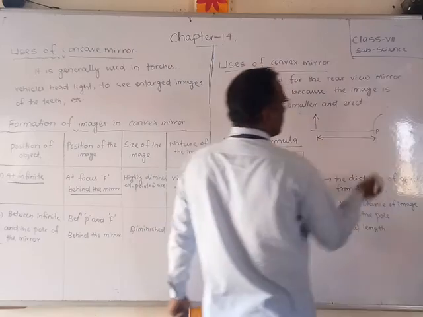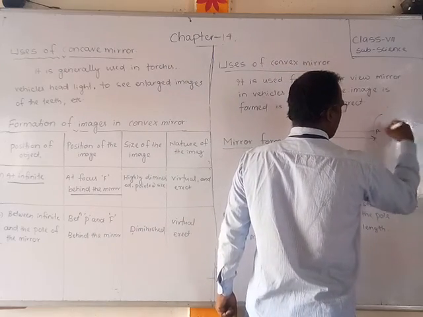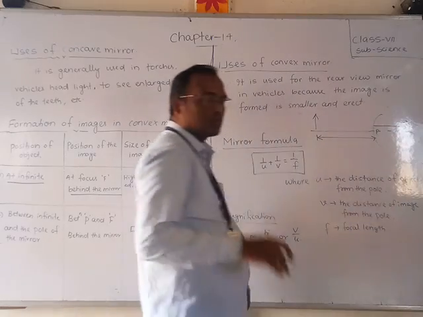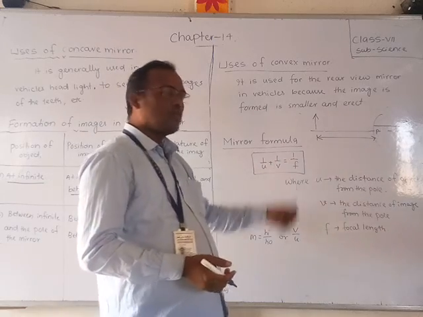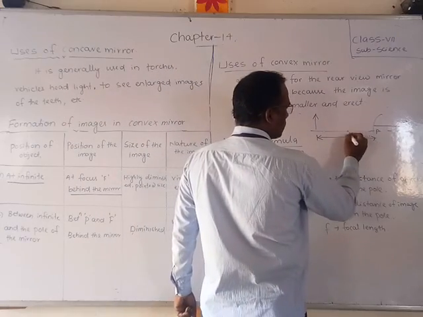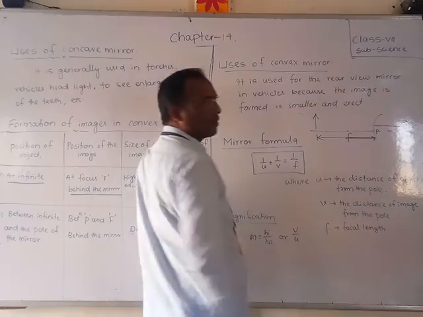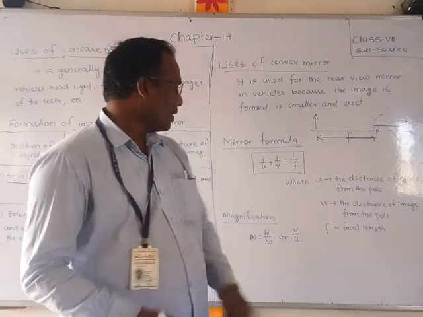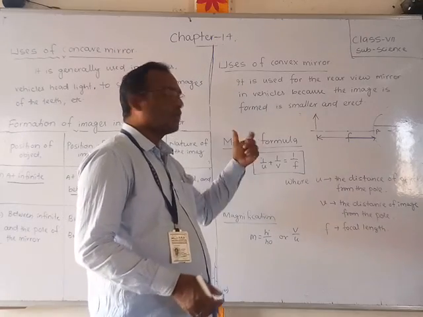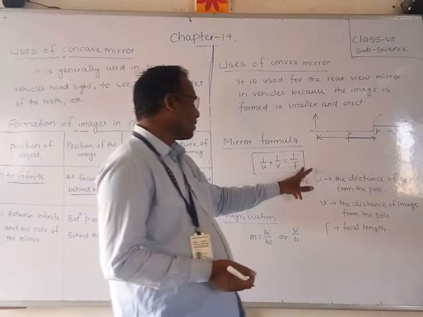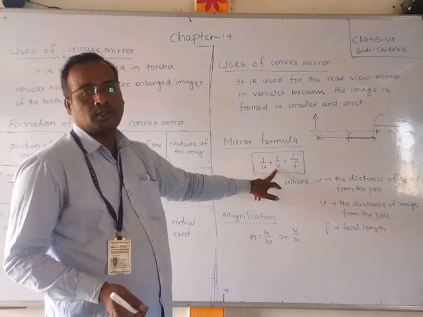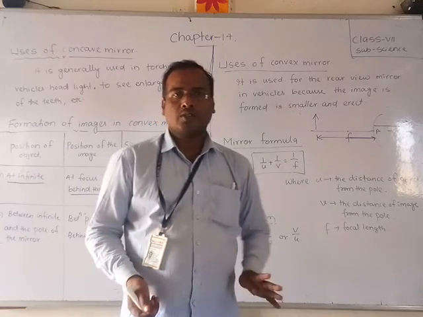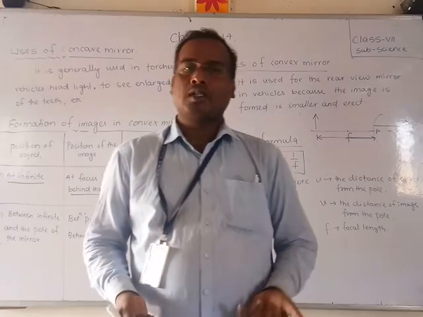And where the image will form, suppose the image is forming here, behind the mirror, how much distance the image is from the pole is called V. And what is the focal length? The distance from the pole to the focus is called the focal length, and that is called F. With this relation you can find the focus, or you can find V if it is not given. Suppose the object distance and focus are given, then you can find the other. There are three variables, U, V and F. If any one of them is not given, you can find it.